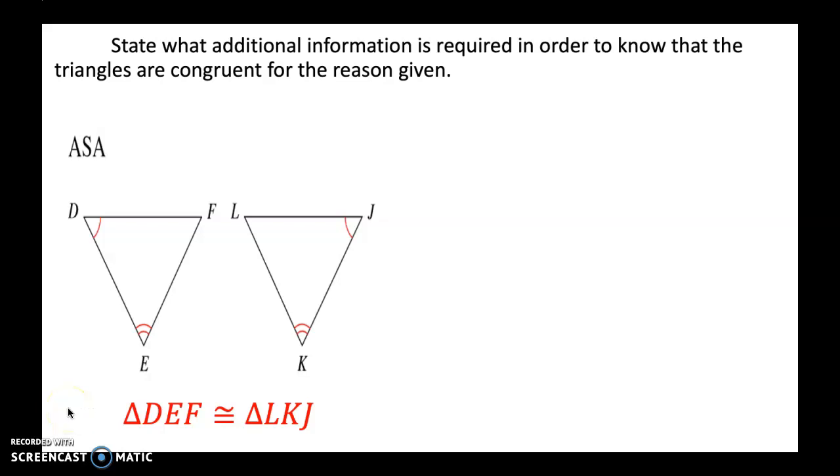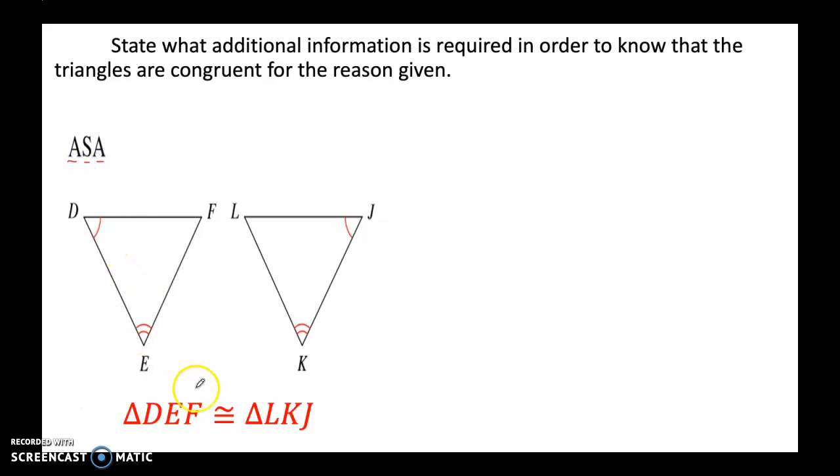State what additional information is required in order to know that the triangles are congruent for the given reason. Let's have this example. So we have the ASA.